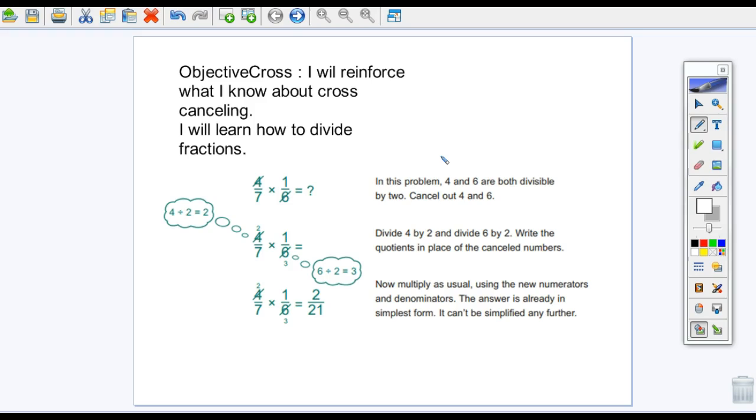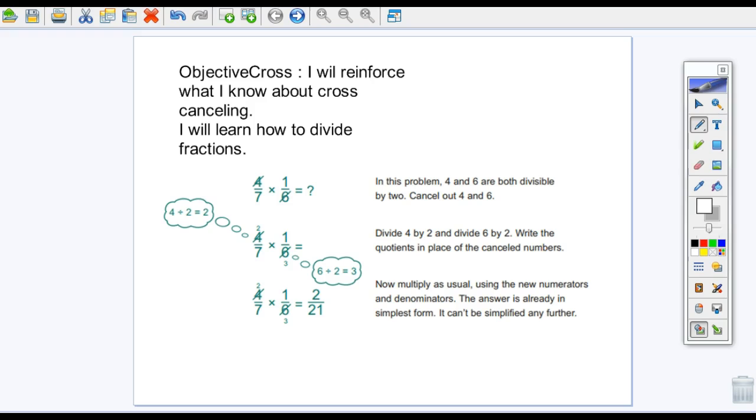If you know how to cross cancel, you can go ahead and fast forward until you get to the slide that says dividing fractions. If you're struggling with cross canceling, go ahead and stay here, and I'll try to do my best to show you what you need to know about cross canceling. So go ahead and pause your video and write down your objectives for me right now. I'm going to give you some time.